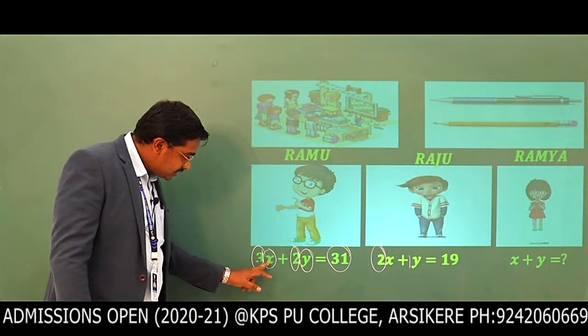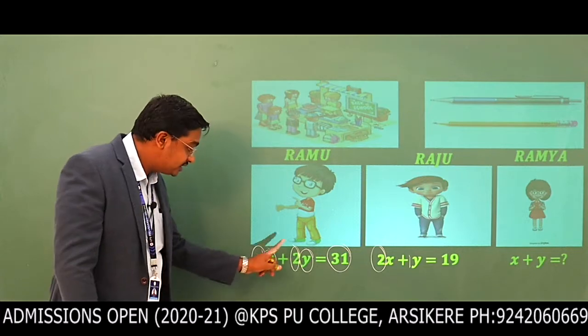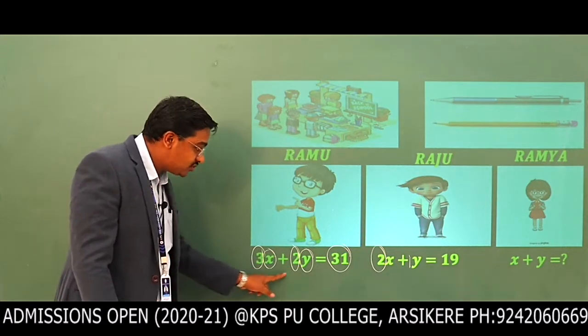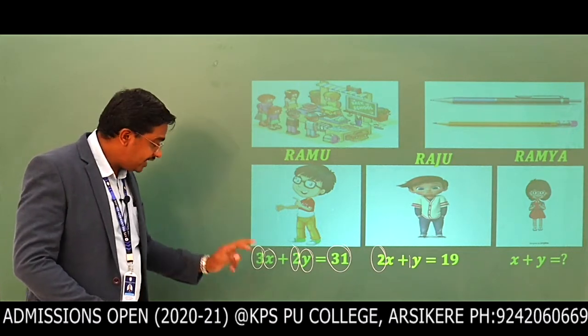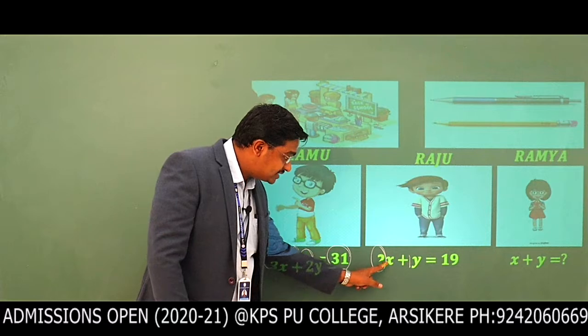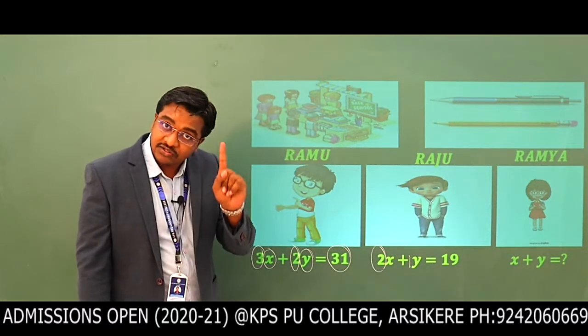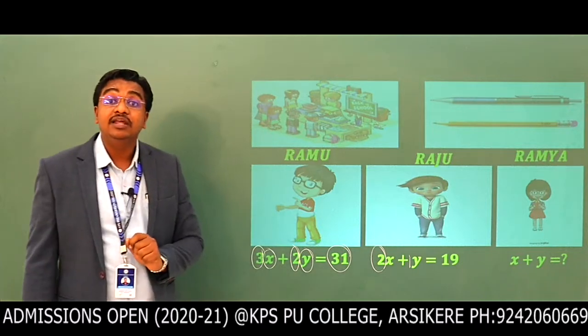Just observe, the power of x is 1, and here also the power of y is 1. So you have two variables. So this is called a linear equation with two variables. What are the variables here? x and y. Here also, this is also a linear equation, 2x plus y. What are the variables? Here also the variables are x and y. So in all the cases we have the linear equation.